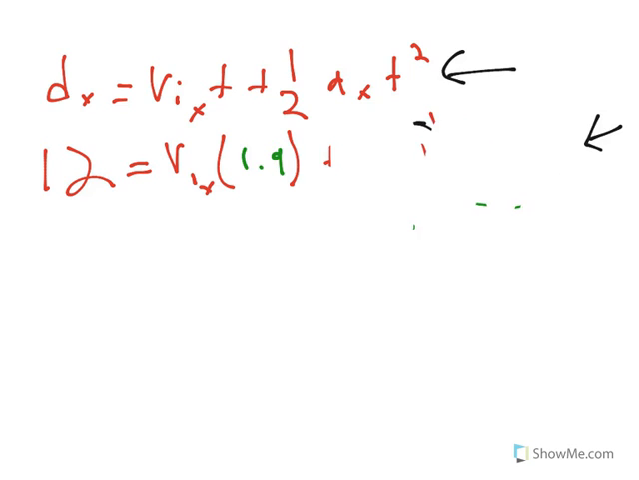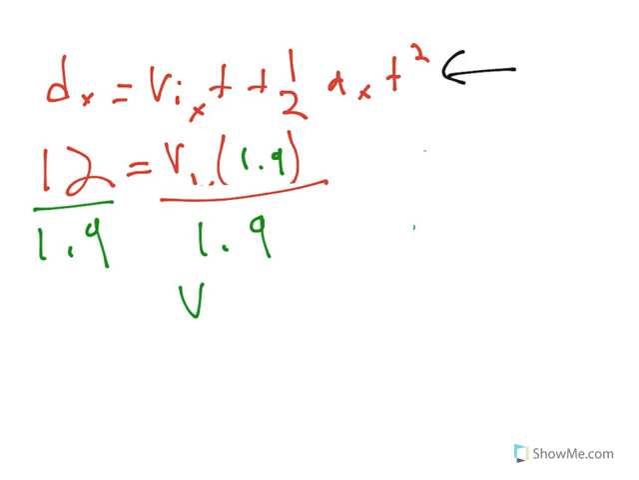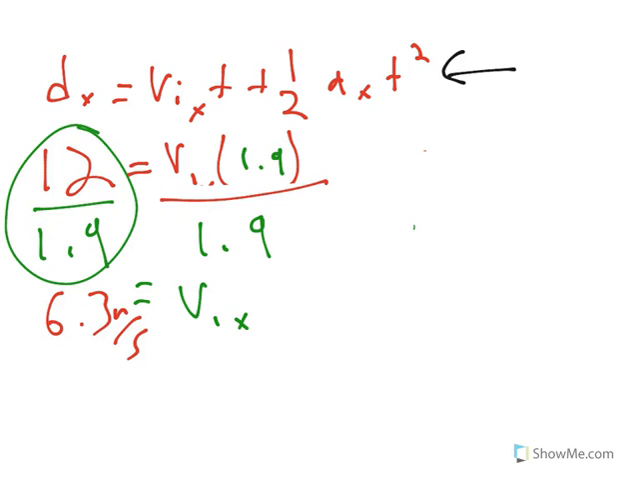So now we're left with something that looks like 12 is equal to VIX times 1.9. Well, what do we do to get VIX all alone? We divide by our 1.9. We divide both sides by 1.9. And we get VIX is equal to, well, what's 12 divided by 1.9? Turns out it is 6.3. This is meters per second. So now we just found out that VIX is equal to 6.3.